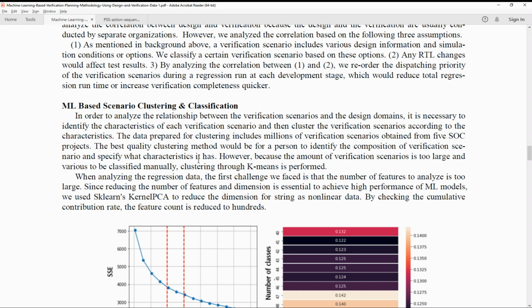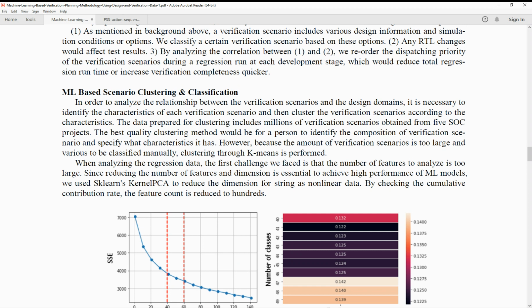What is it? Clustering. However, because the amount of verification scenarios is too large and varies to be classified manually, clustering through k-means is performed. When analyzing the regression data, the first challenge we faced is that the number of features to analyze is too large.